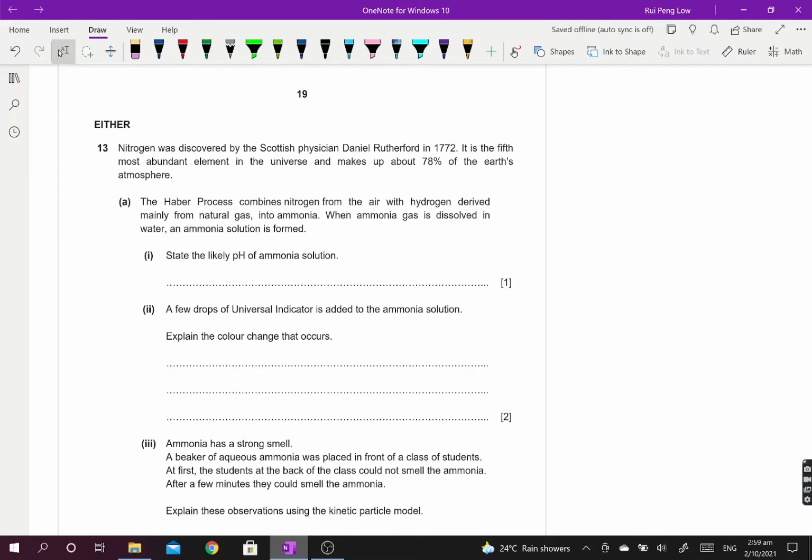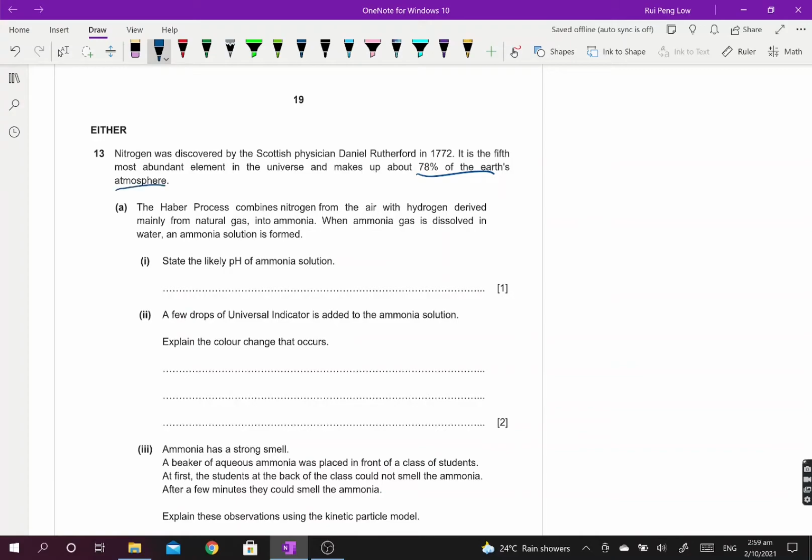Okay, now this is question 13E, so I will be working on both either and all questions, but in the exam, please only choose either one. So let's take a look again at question 13. Nitrogen was discovered by Scottish physicist Daniel Rutherford in 1972. It is the fifth most abundant element in the universe and makes up 78% of the Earth's atmosphere. The Haber process combined nitrogen from the air with hydrogen derived mainly from natural gas into ammonia. When ammonia is dissolved in water, an ammonia solution is formed.